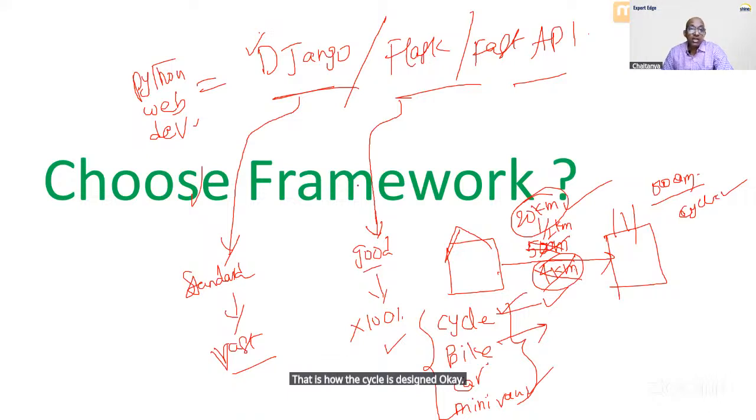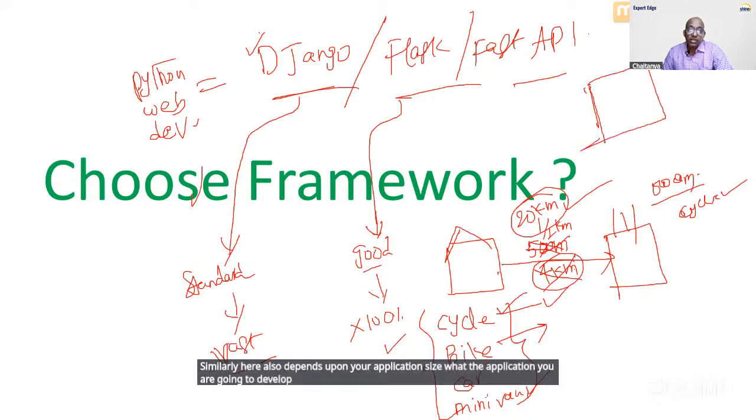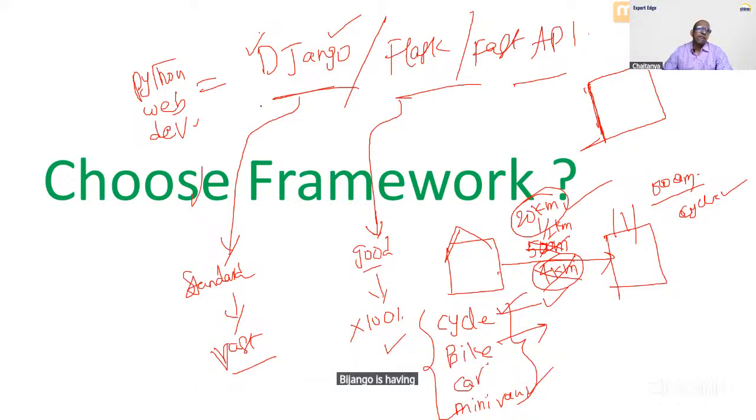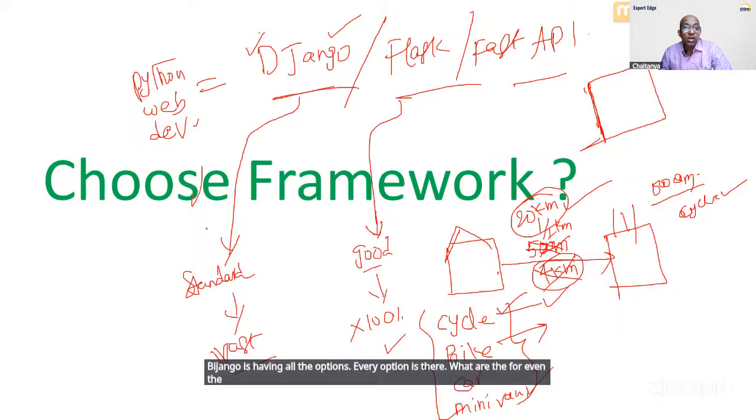Similarly, here also it depends upon your application size, what application you are going to develop, the complexity of the application, and database and application complexities. You are going to choose out of these three. Django has all the options. Even for complex web applications, whatever option you are looking for, Django is available. Just use it. That's it.